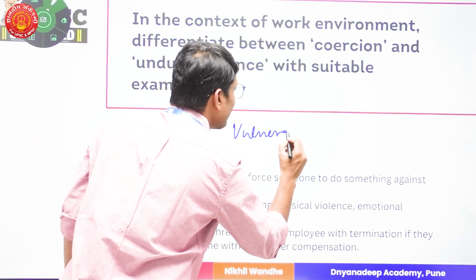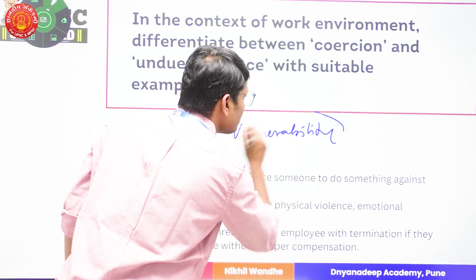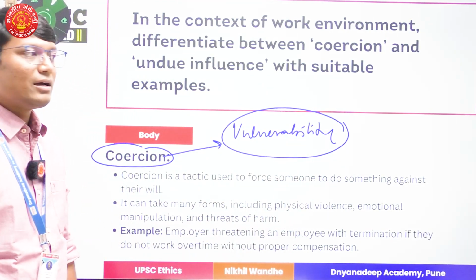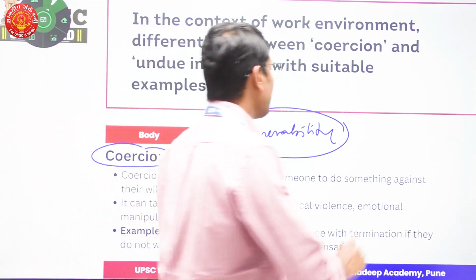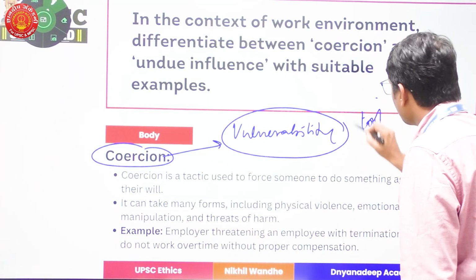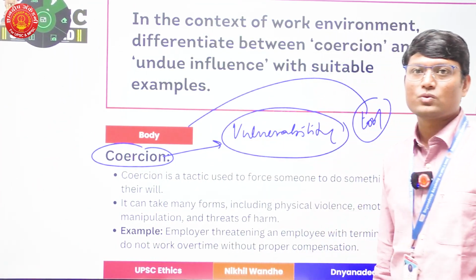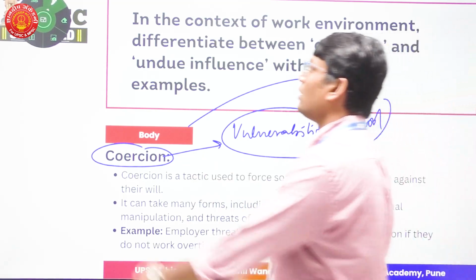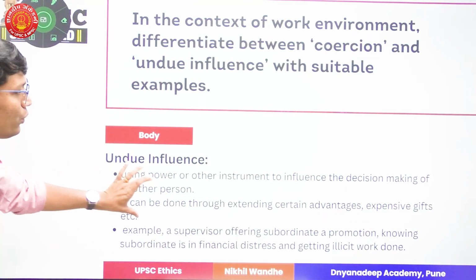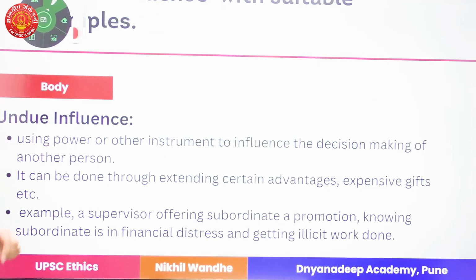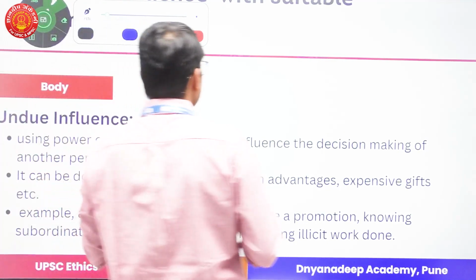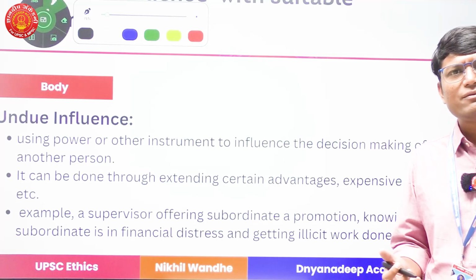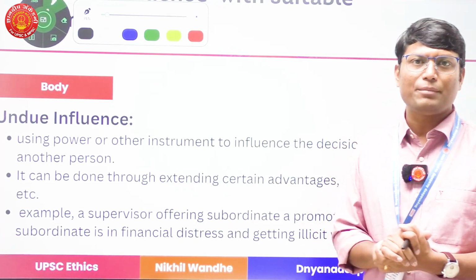I identified your vulnerability, right? And I made that vulnerability a tool, and then I acted against you. So that is an act of coercion. Now, in case of undue influence, what is the thing? It may or may not be. You may have some vulnerability, or you may not have some vulnerability.